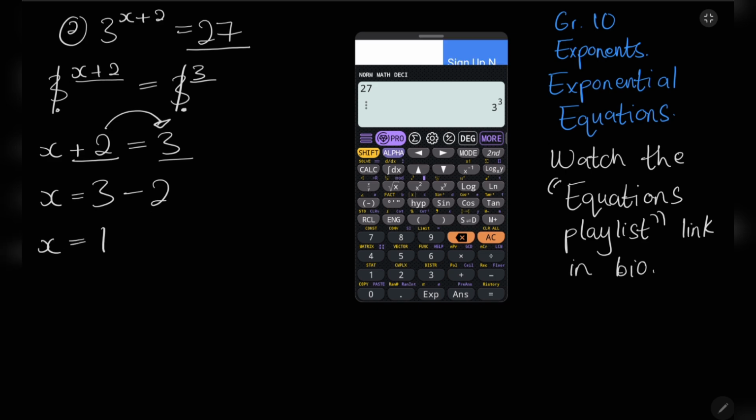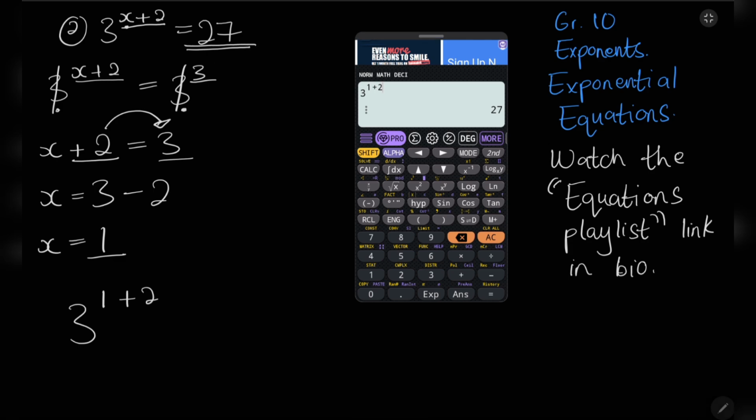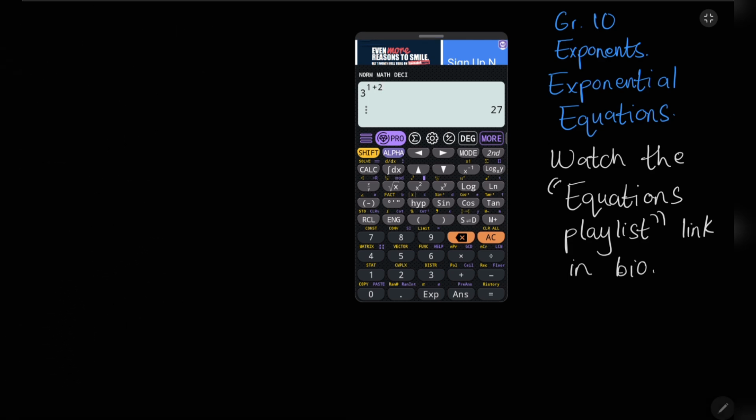So if you want to verify this, you can just substitute 1 where you see x. We have x plus 2, right? So this should be 3 to the power, where you see x, let's substitute 1, because you said x is equal to 1, right? 3 to the power 1 plus 2, x plus 2. Let's see what we get. 3 to the power 1 plus 2 is 27. So you can always substitute just to make sure that you got the right answer.